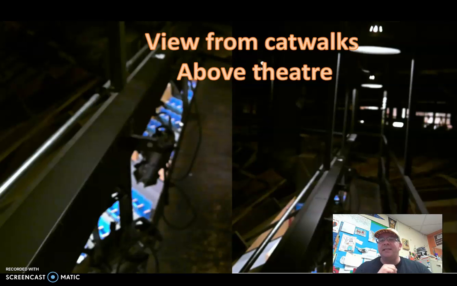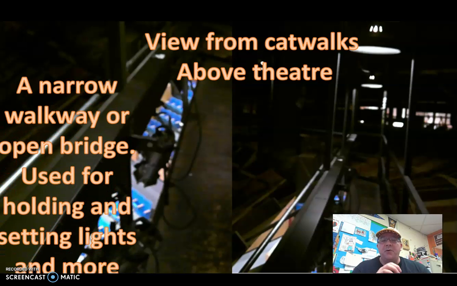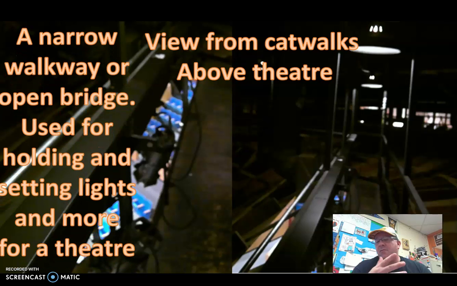Another term you'll need to know is the catwalks. What are the catwalks, you might ask? Well, the catwalks are a narrow walkway or an open bridge used for holding and setting lights and more, okay, for our theater. So this is a restricted area of our theater. You're only allowed up there if you have permission by me to be up there working. And we mostly put lights up there, but we've known to put banners and other things. And it's above us. So if you're standing in the theater and you look up, that's where the catwalks are.